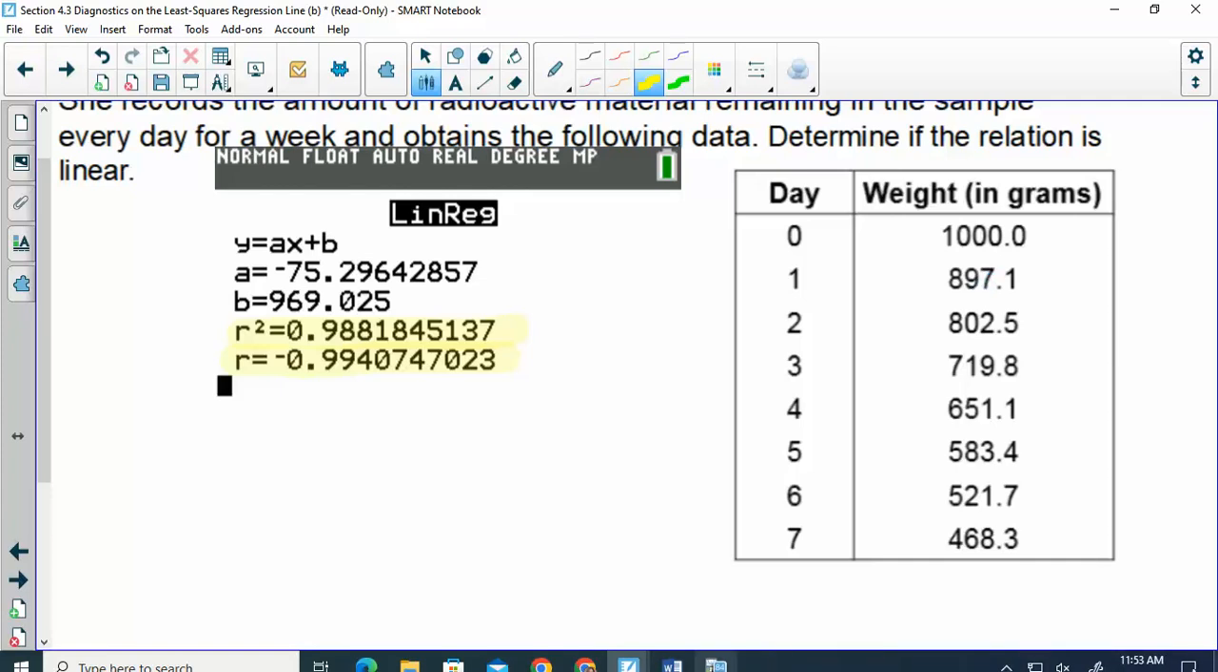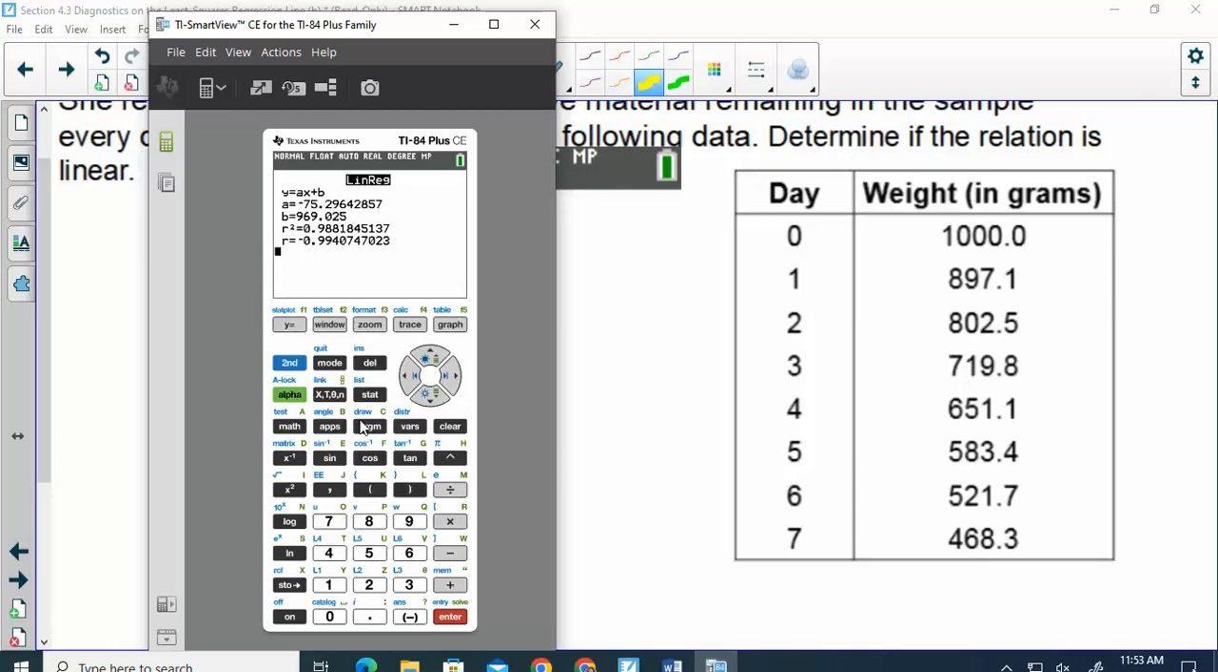Okay, what I want to do now is look at the residuals. So residuals would be if I went through every one of these, plugged my x into my equation, got that y value, and subtracted the y value from the table and the one I got from my line. There is a faster way to do that on your calculator.